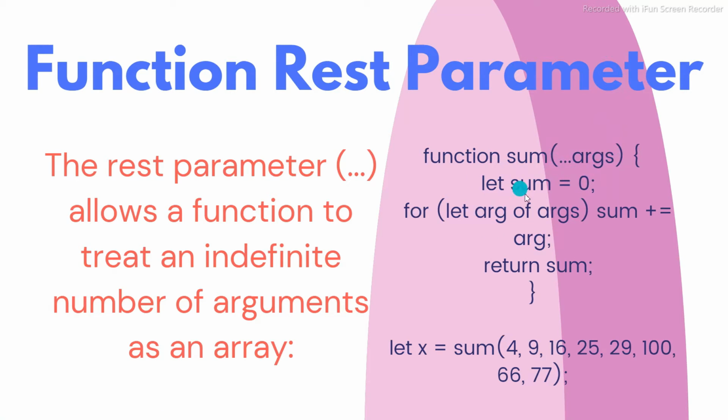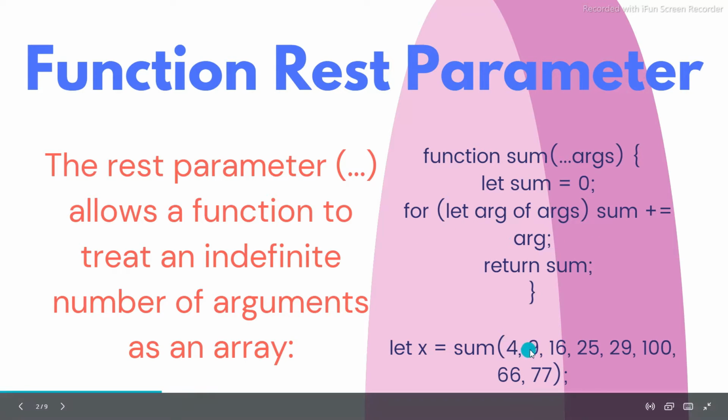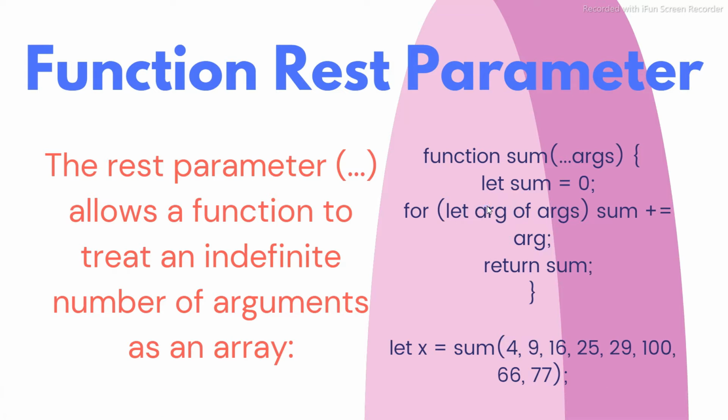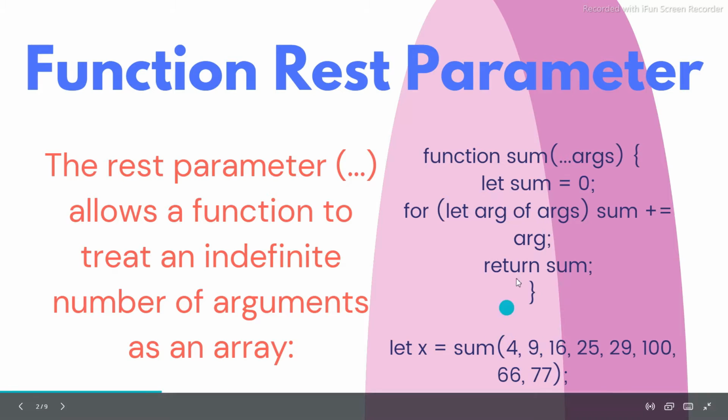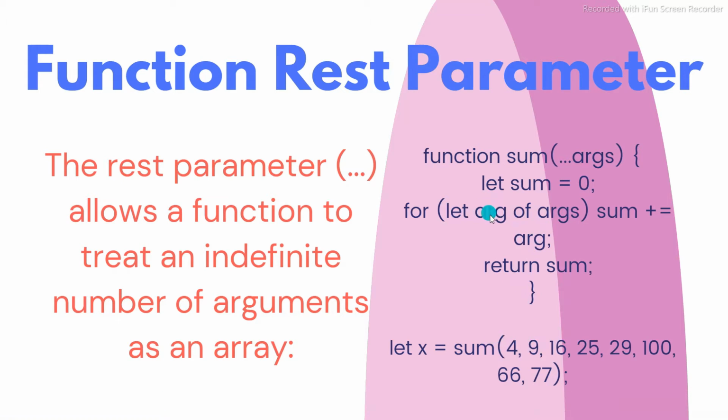And next we have let sum equal to 0, for let arg of args. This means when I am using this loop, it is going to take every value which is present in args. For the 0 index, it is going to take 4, for the 1 index it is going to take 9, for the 2 index it is going to take 16, and it passes all these into this sum. And we have sum plus equals arg.